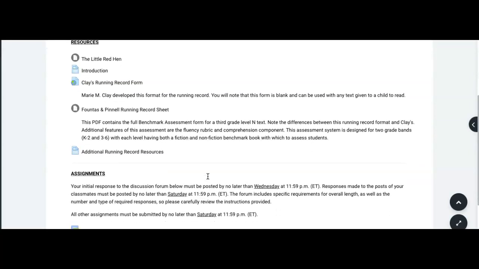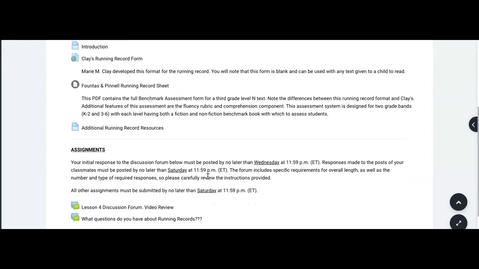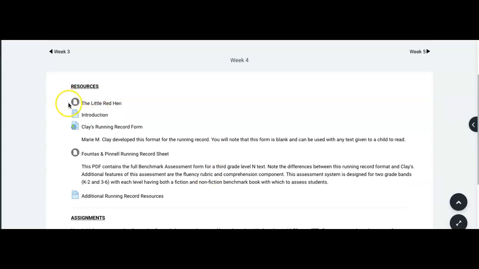If you have questions, please don't hesitate to ask. This is the text for The Little Red Hen, which is the text of the 3-part video. So again, if you have questions, please ask.